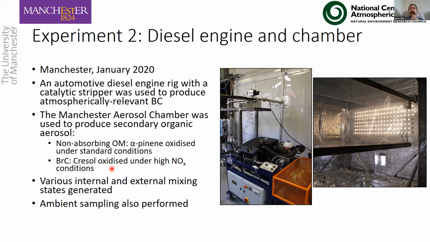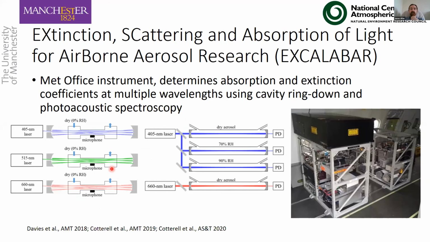So the main measurement of the optical properties is the Excalibur instrument. This was developed at the Met Office mainly for airborne use, but we can also use it on the ground. This is basically a multi-channel instrument using photoacoustic spectroscopy and cavity ring-down at multiple wavelengths. I'm not going to go into massive detail, but they use multi-pass cells for the photoacoustics, so there's a good signal-to-noise ratio. For the actual instrument itself, I'd direct you to the various publications that have been produced on this in recent years.